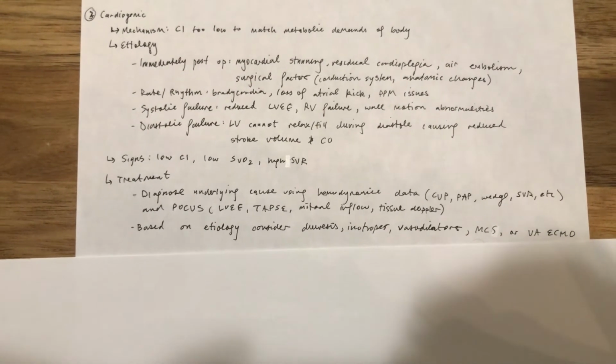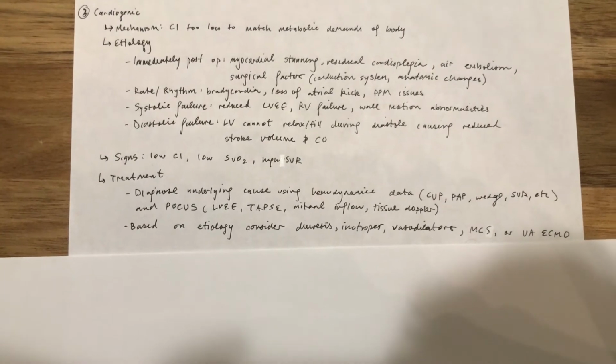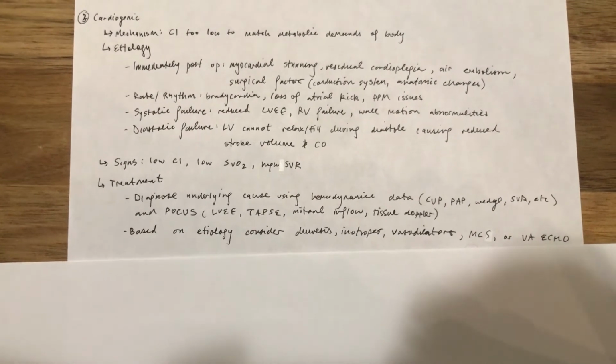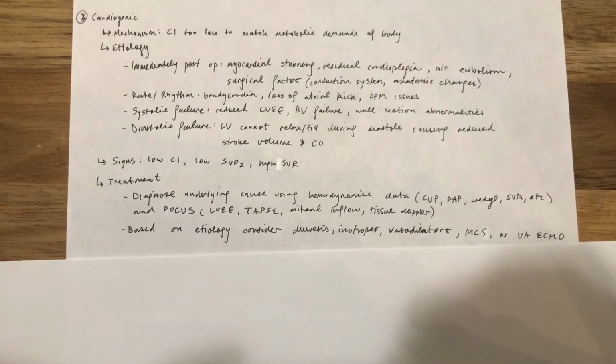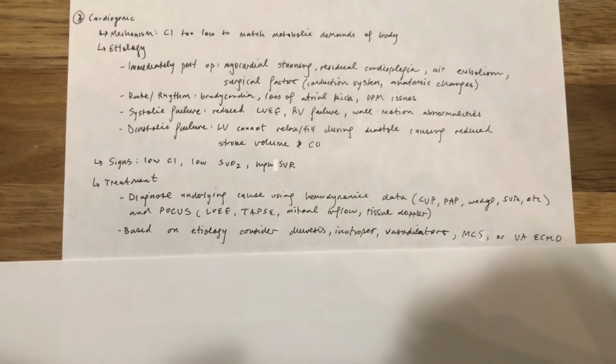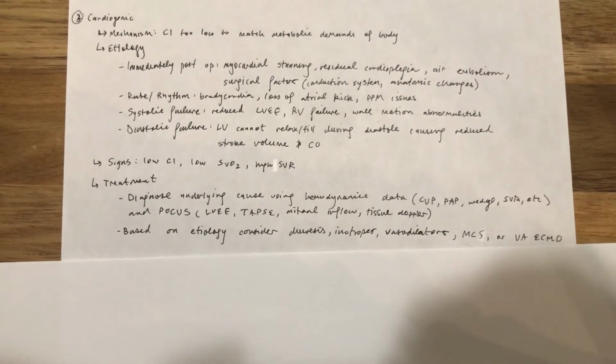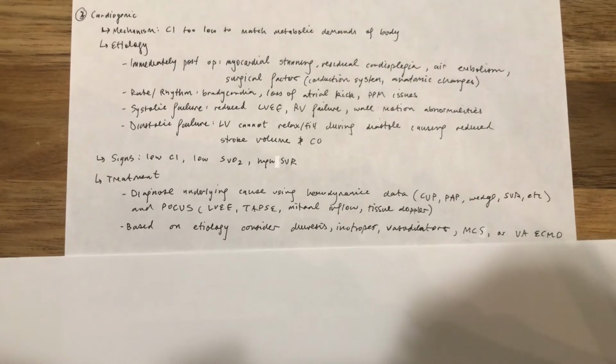So again, it's out of the scope to go into all the minutia, but I think thinking in broad categories can get you pretty close to the correct answer. And fourth is diastolic failure. And this is, I think, the hardest one to understand.